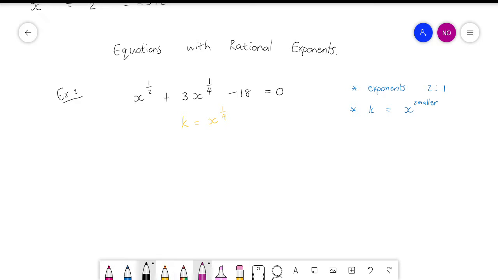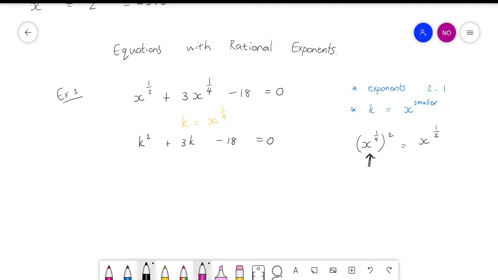And because you did that, it will mean that you'll be able to write this one as k squared. Kyk gou vinnig of julle saamstem. You guys agree? X to the power of a quarter to the power of 2 gives you x to the power of a half again. So I just put a k in there. Okay, so that'll be k squared. This will be 3k, and this is negative 18.